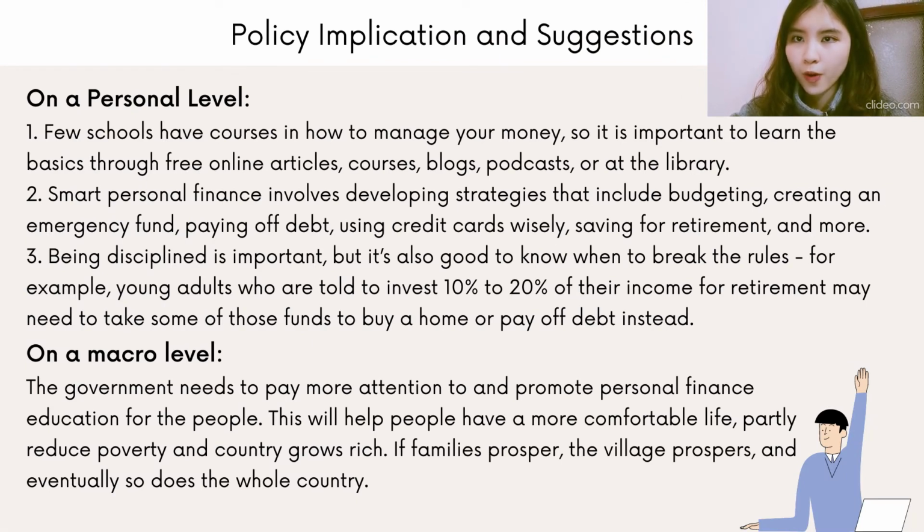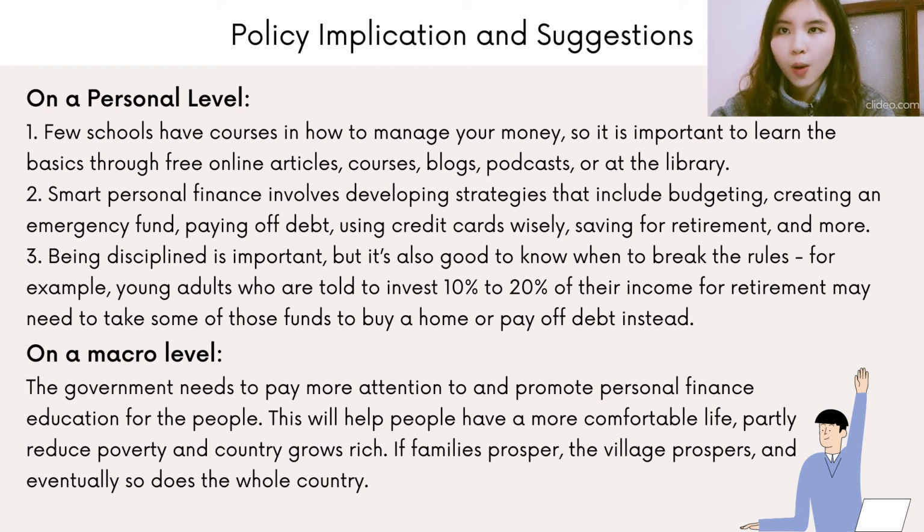First, on a personal level. First, this school has a course on how to manage your money, so it is important to learn the basics through free online articles, courses, blogs, podcasts, or at the library. Second, smart personal finance involves developing strategies that include creating an emergency fund, paying off debt, using credit cards wisely, saving for retirement, and more. The last, being disciplined is important, but it's also good to know when to break the rules. For example, young adults who are told to invest 10% to 20% of their income for retirement may need to take some of the funds to buy a home or pay off debt instead.